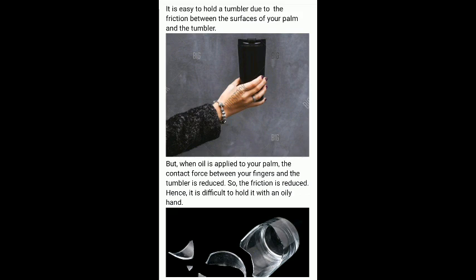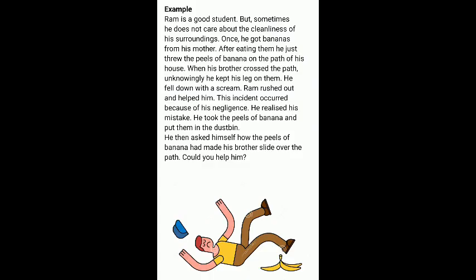So, if you hold the tumbler with your palm, it will hold with the friction. There will be some grip. Whereas if you apply oil on your hand and hold the tumbler, the grip is reduced. That is, the friction gets reduced. Now, let us go through another example which is in your textbook.